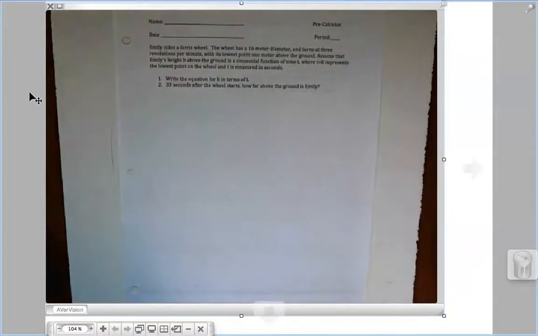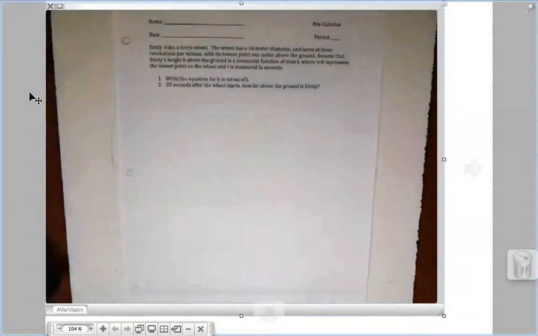Hello, students, and welcome to our lesson on solving word problems or practical application problems using trigonometric functions, and in particular, sinusoidal curves. So I have a problem here which states Emily rides a Ferris wheel. The wheel has a 16-meter diameter, turns at 3 revolutions per minute, with its lowest point 1 meter above the ground. Assume that Emily's height h above the ground is a sinusoidal function of time t, where t equals 0 represents the lowest point on the wheel, and t is measured in seconds.